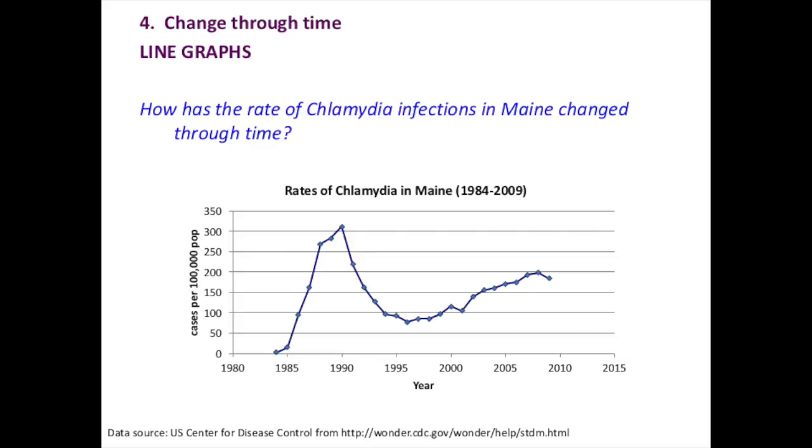A line graph is best for showing change through time. The research question here is, how has the rate of chlamydia infections in Maine changed through time? On the x-axis is always time, in this case from 1980 to 2010. On the y-axis is the cases of chlamydia in Maine per 100,000 people.